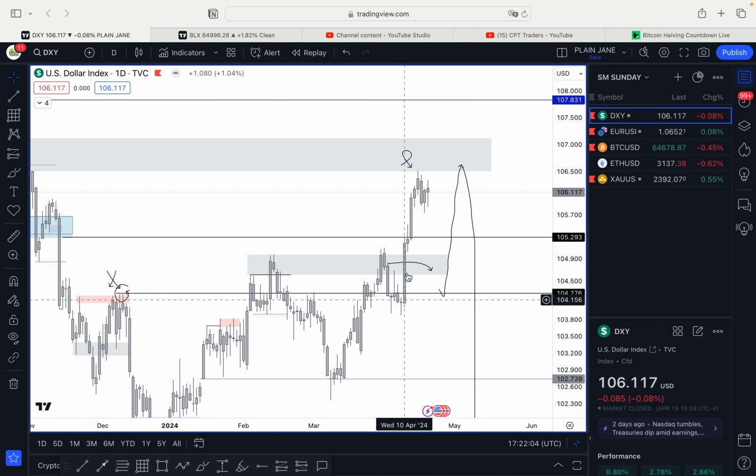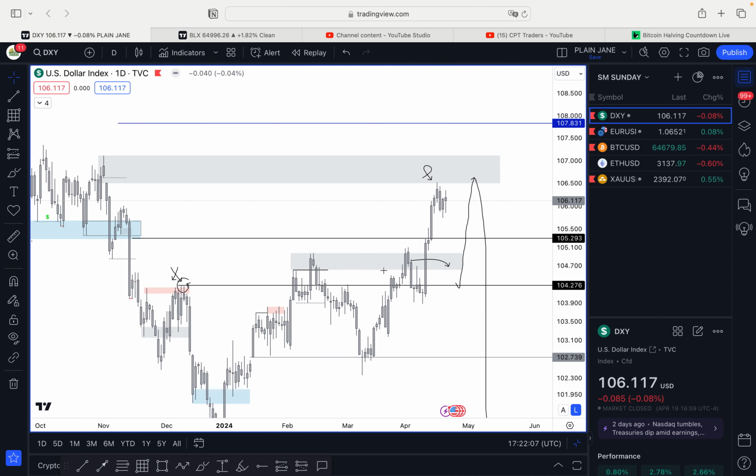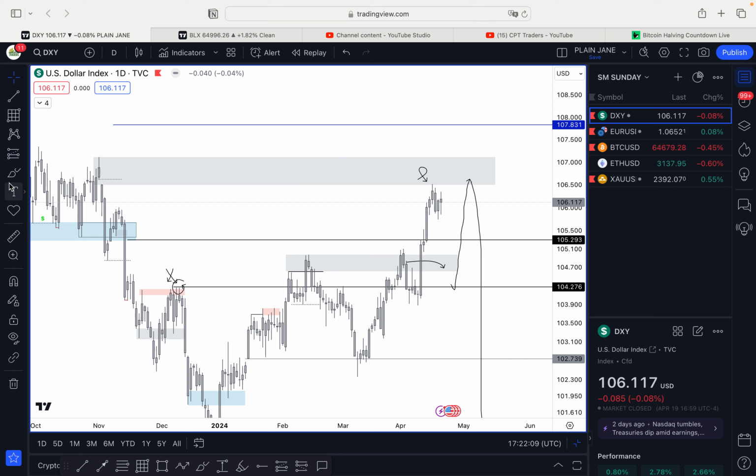Without further ado, let's just jump right into DXY. From last week's video, I did say we're going to see expansion to the upside after some expected turbulence, which we didn't actually get. We saw a rejection from the previous week and then a straight push to the upside. So now what I'm looking for is price to come up and fill this CME gap at 106.6, which has almost been achieved, just not yet.